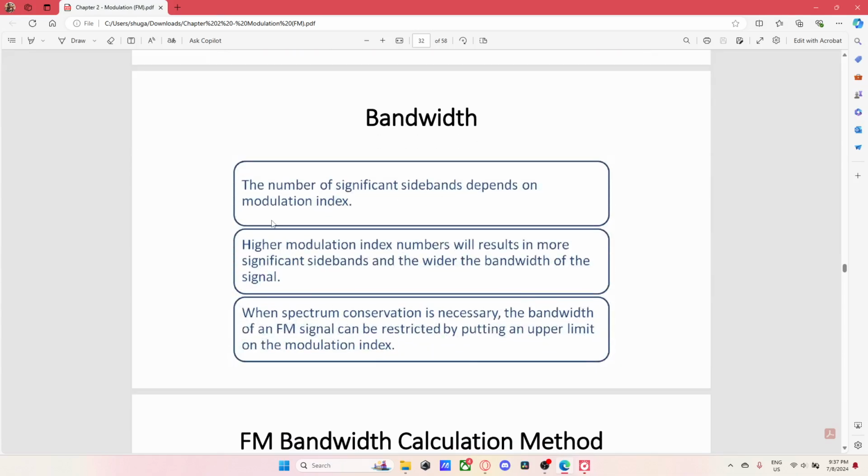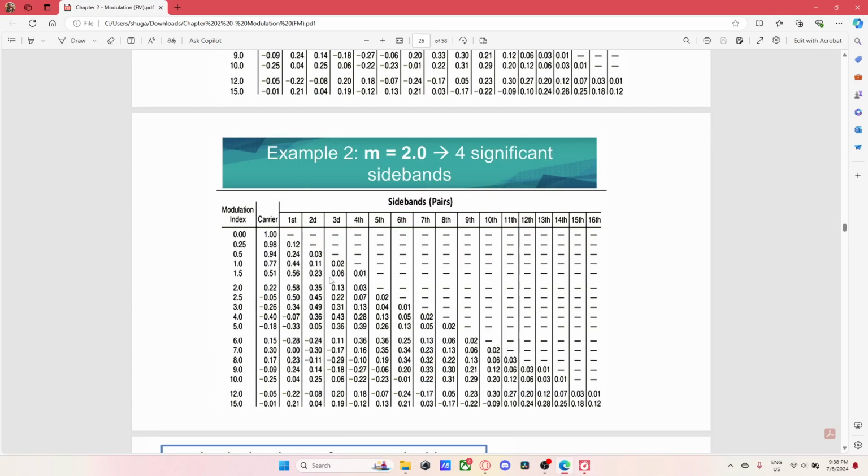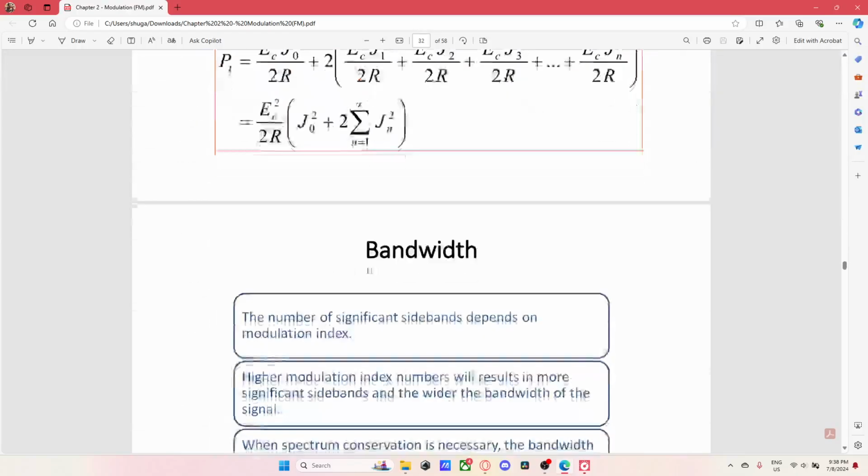So, what is bandwidth? The number of significant sidebands depends on the modulation index, and higher modulation index numbers will result in more significant sidebands, and the wider the bandwidth of the signal. When spectrum conservation is necessary, the bandwidth of an FM signal can be restricted by putting an upper limit on the modulation index. All of this is still related to the Bessel function. If your modulation index is 2, as we mentioned just now, your bandwidth will also be determined by the amount of sidebands over here.